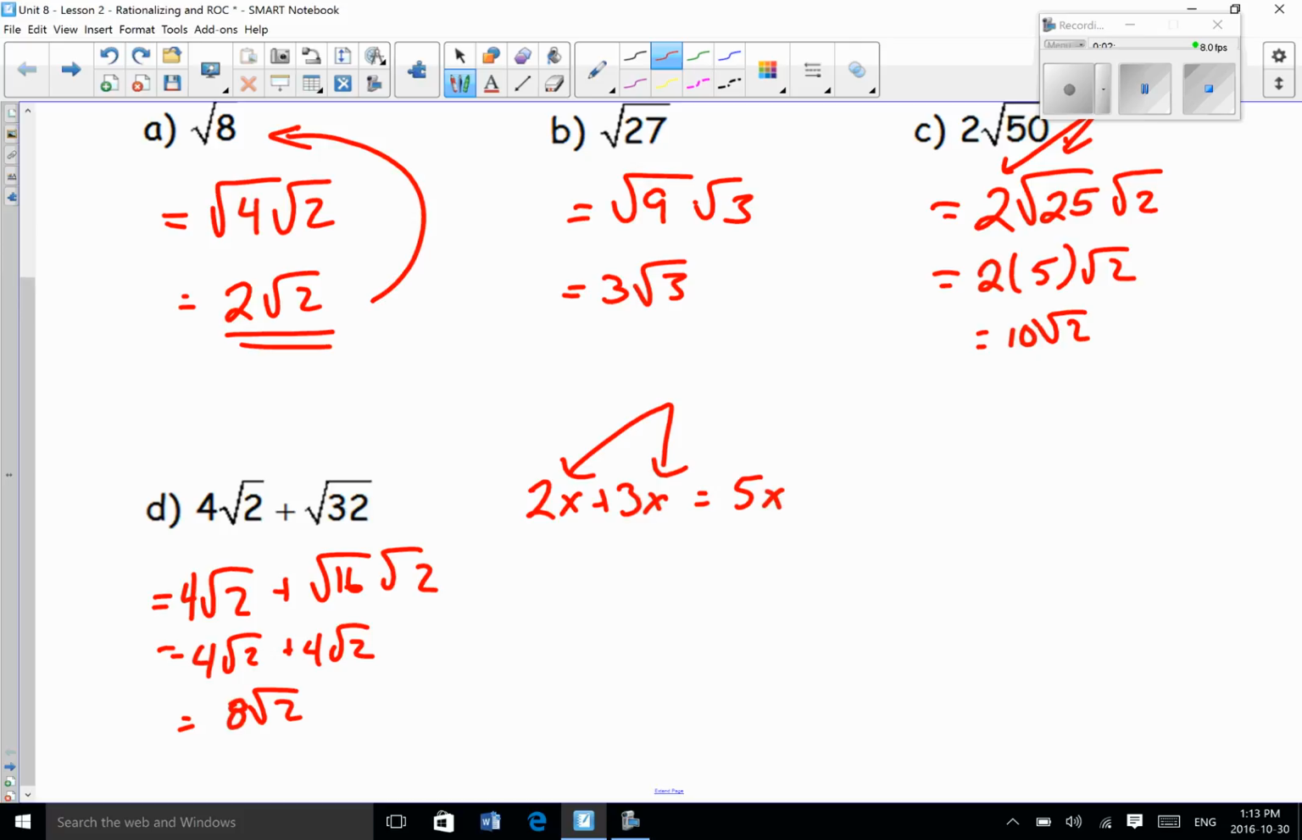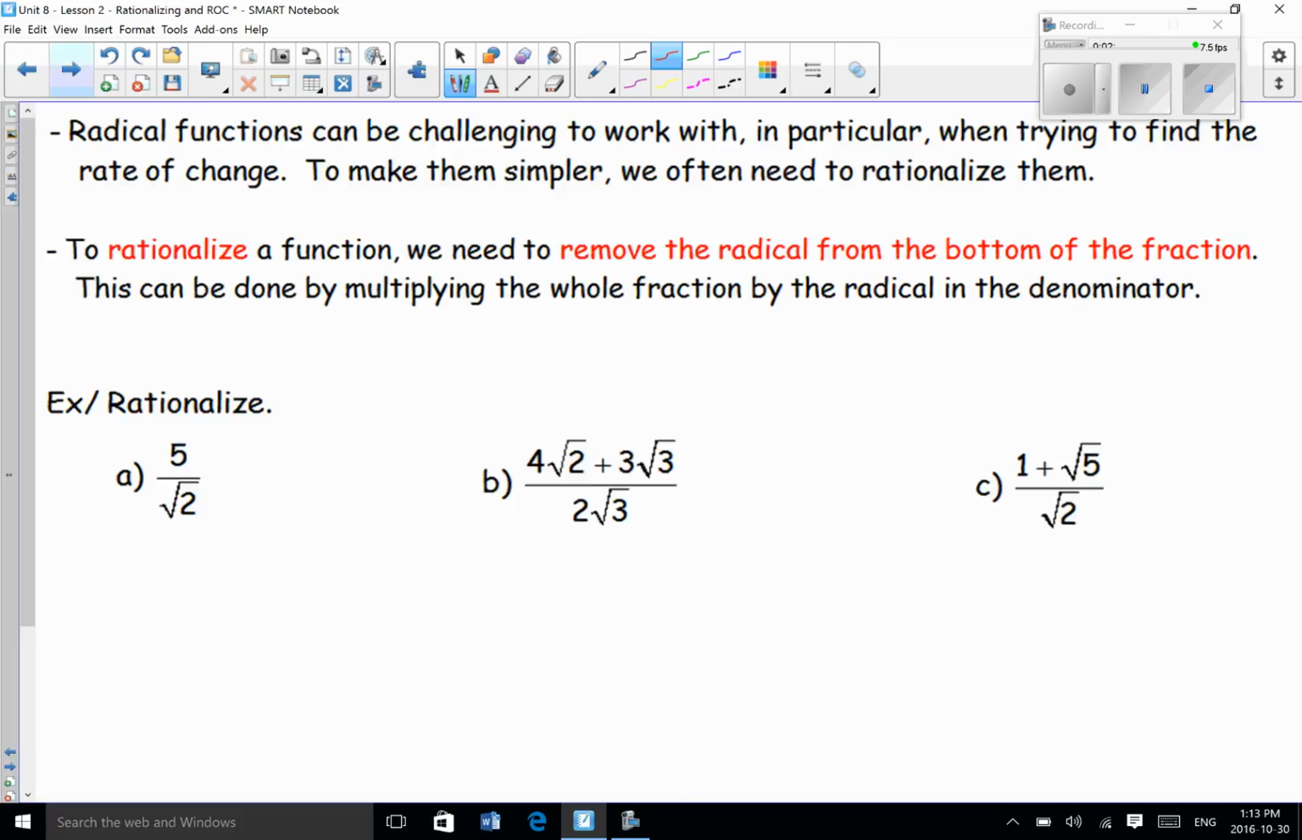If you can, try and make the perfect root first. Remember, perfect roots are ones that come out to whole numbers. Radical functions are often really challenging to work with, in particular when we're trying to find our rate of change. You dealt with that last year in higher functions. So to make this process a little bit simpler, we like to rationalize things. That is, we like to remove the radical from the bottom of the fraction. This can be done by multiplying the entire fraction, top and bottom, by the radical you want to get rid of. It's okay to have radicals on the top. We just try to avoid them in the bottom, in the denominator.